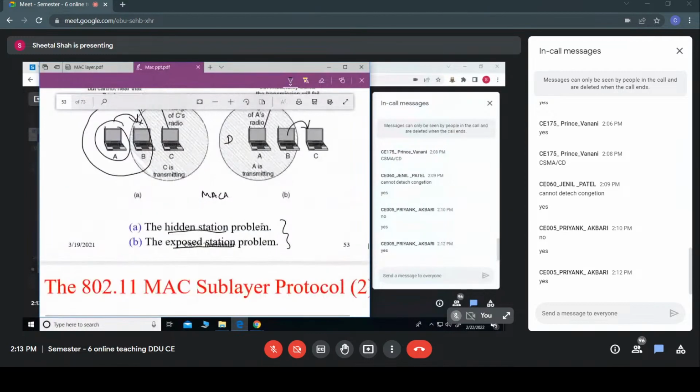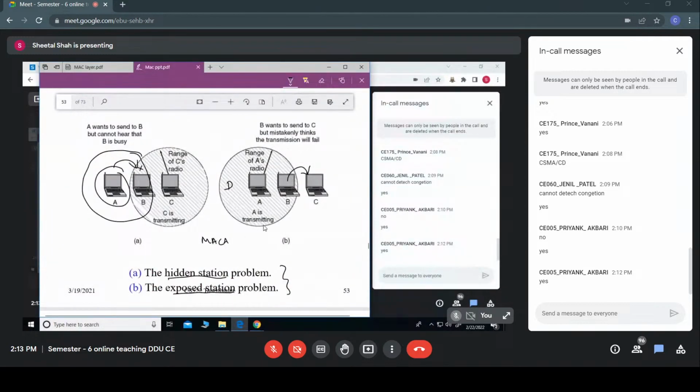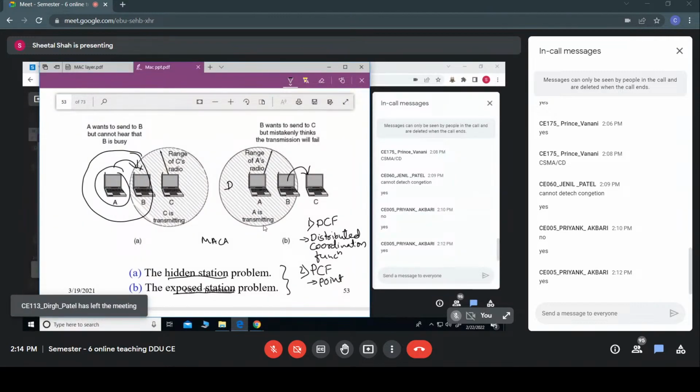The 802.11 standard supports two modes of operation. One is known as the distributed coordination function, DCF, and the other one is the point coordination function, that is PCF. So there are two modes of operation: the distributed coordination function and the point coordination function.